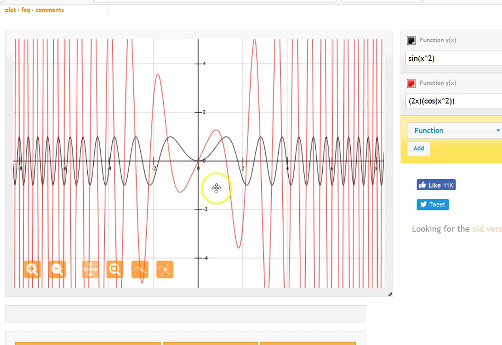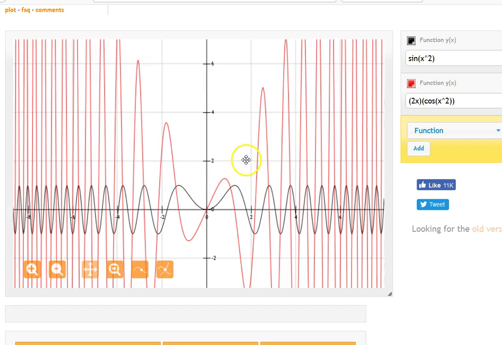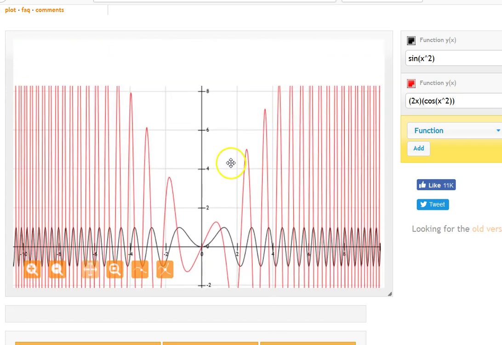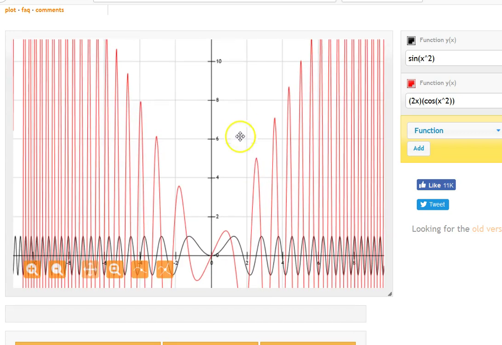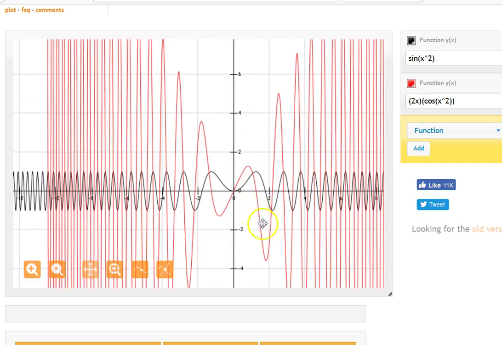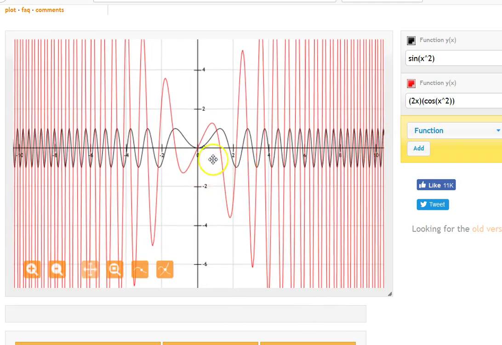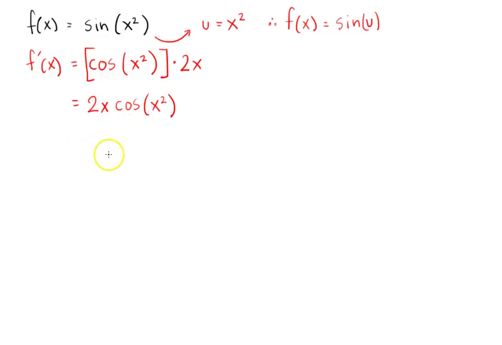So if I flip this, do you guys remember what that one's called? Maybe you do, maybe you don't. You should. What kind of symmetry is it? And so I have this really groovy kind of 2x times cosine x squared. There's the derivative. Now I wouldn't easily be able to come up with this without the chain rule. So chain rule here, whoa, so useful. So that's chain rule.